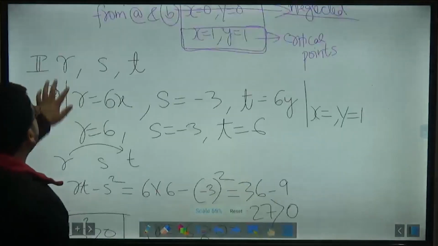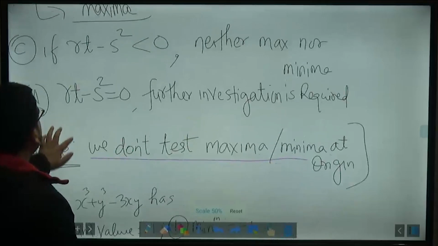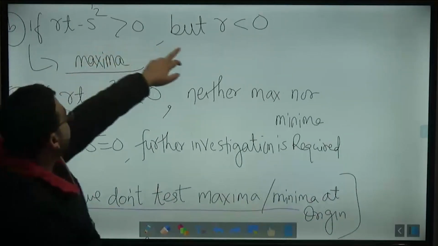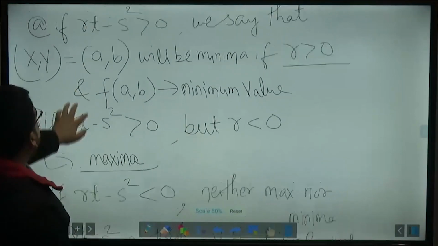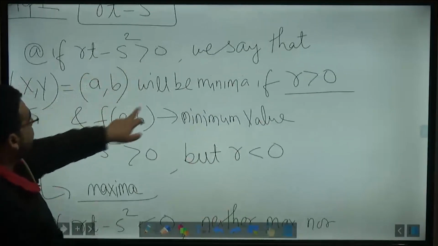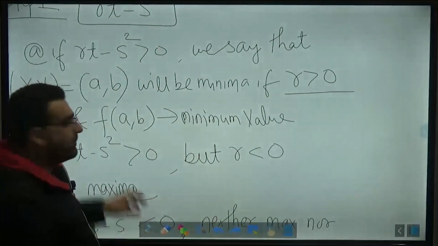Why minima? Let us go to the theory part. This was the theory part here. See here, RT minus S squared greater than 0 but R less than 0 is a maxima. RT minus S squared greater than 0 and R greater than 0, we say it is a minima. So x equal to 1, y equal to 1 is a point of minima.